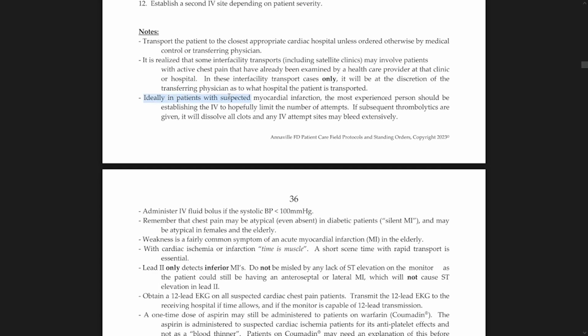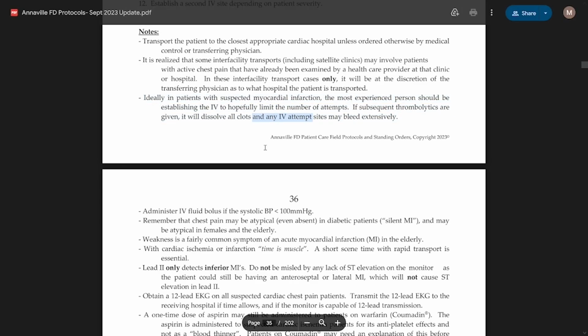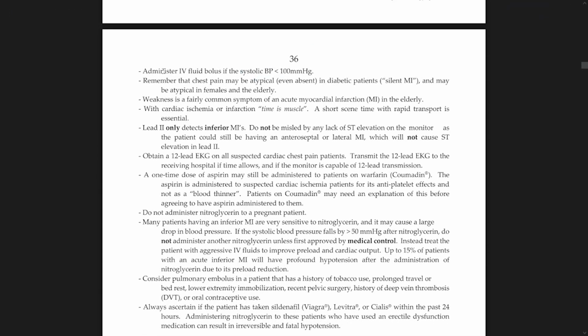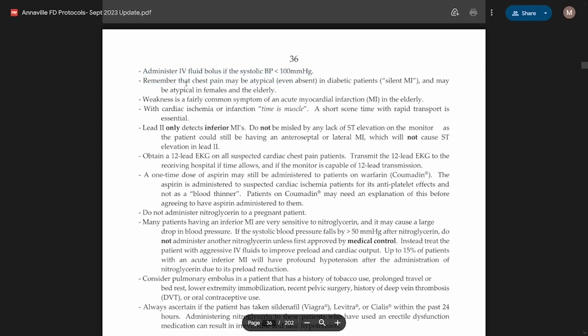Ideally, in patients with suspected MIs or myocardial infarctions, the most experienced person should be establishing the IV to hopefully limit the number of attempts. If subsequent thrombolytics are given, it will dissolve all clots, and any IV attempt sites may bleed extensively, so be careful with how many IVs you try to establish. Administer IV fluid boluses if the systolic blood pressure is less than 100 millimeters of mercury.